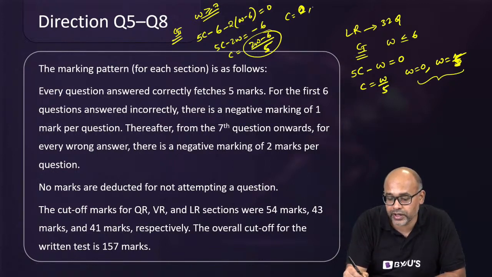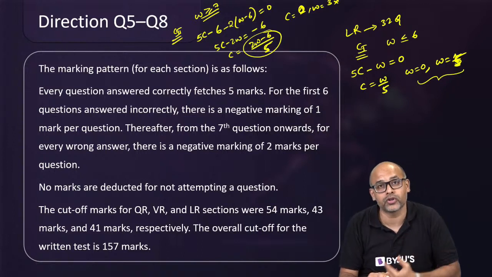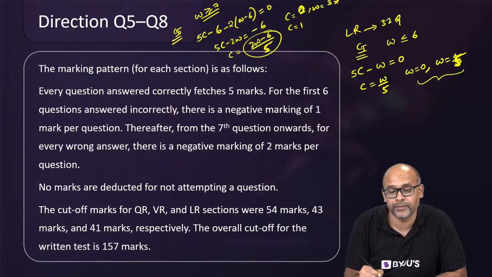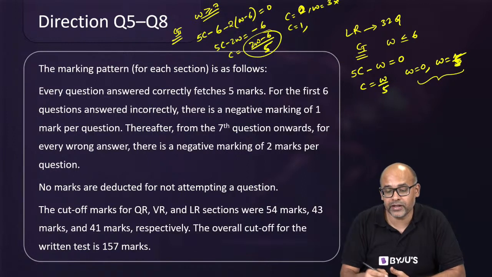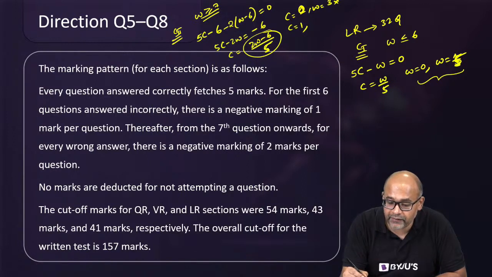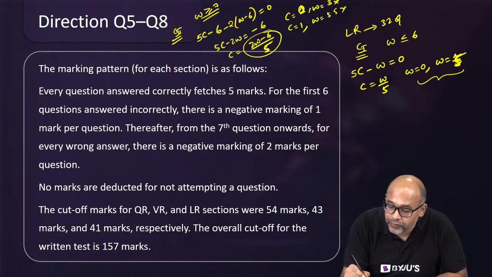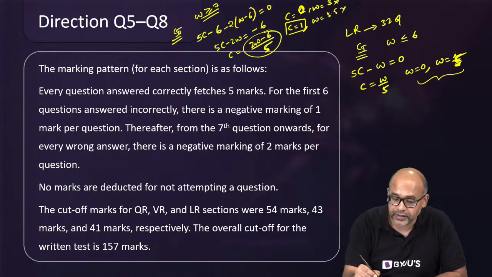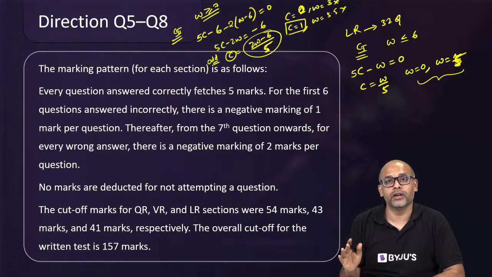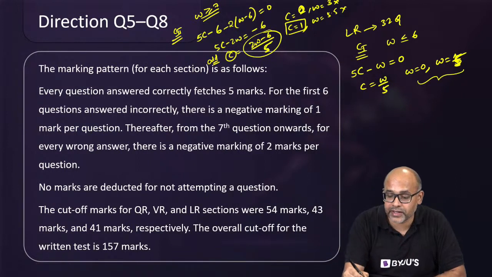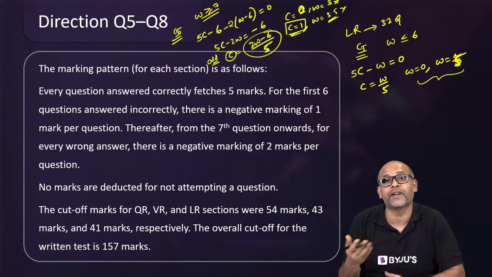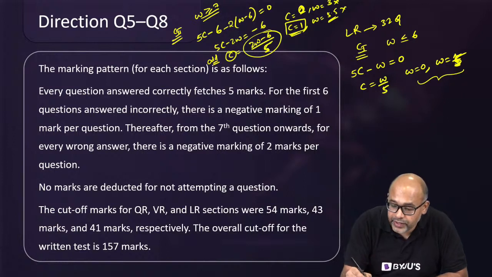If C is 0, then your wrongs will be 3, but this is anyway not possible because you're looking at wrongs to be greater than or equal to 7. If C is 1, then W will be 11 by 2, so your wrongs will be 5.5. Not possible. In fact, your number of corrects cannot be odd. Corrects only have to be even, because if the corrects are odd, your wrongs will be fractions.